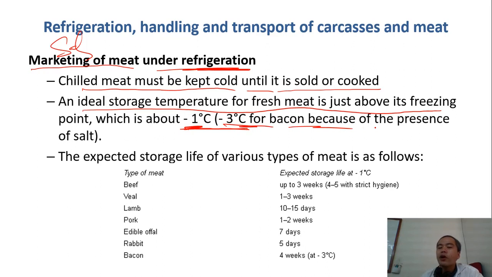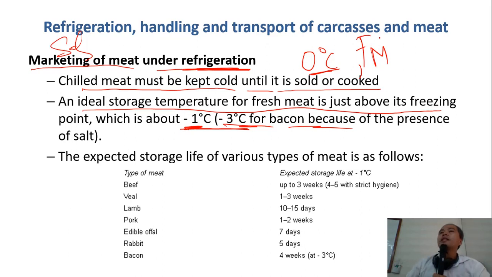What is the freezing point of water? At atmospheric pressure, the freezing point of water is 0 degrees C. The freezing point of meat is lower than or higher than 0 degrees C? Lower. Why lower? Okay, we just give an example. If you have pure water at atmospheric pressure, when you cool it down, it will crystallize, it will freeze at 0 degrees C.